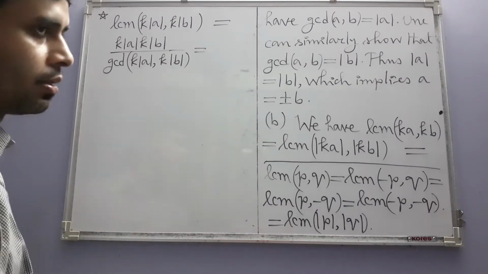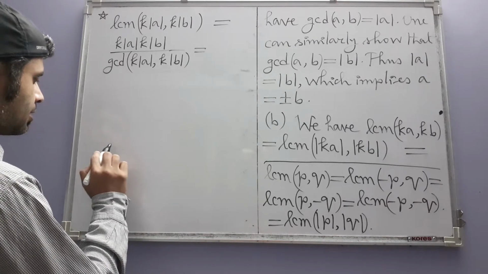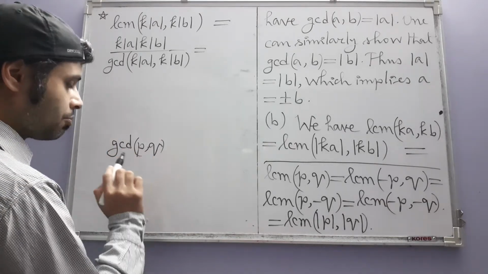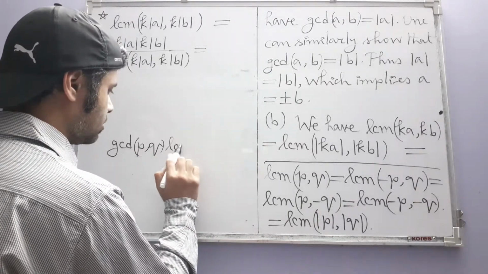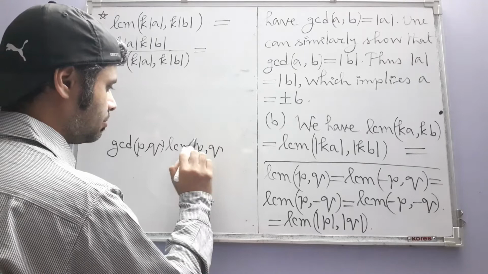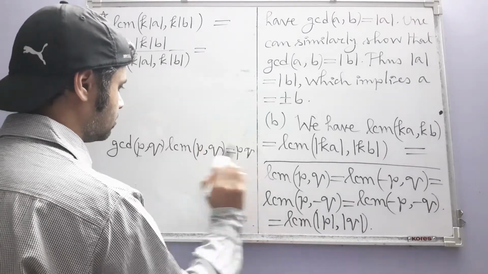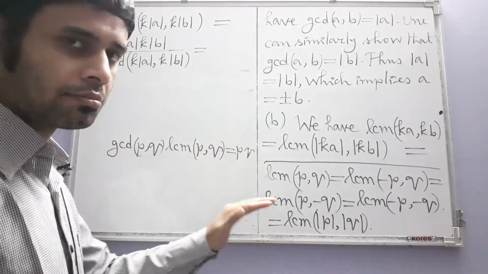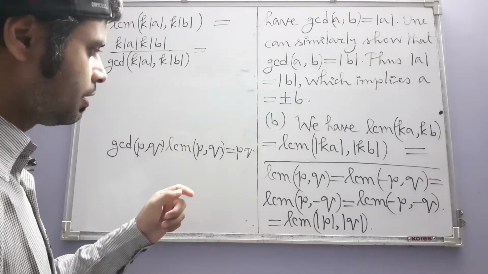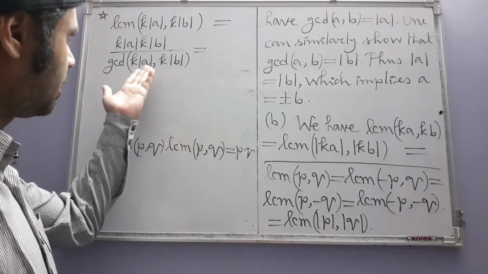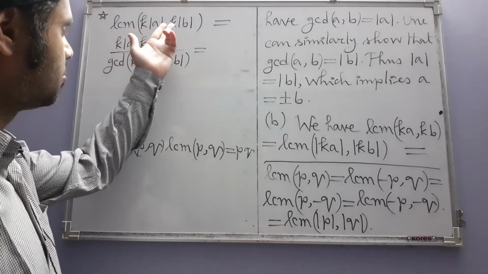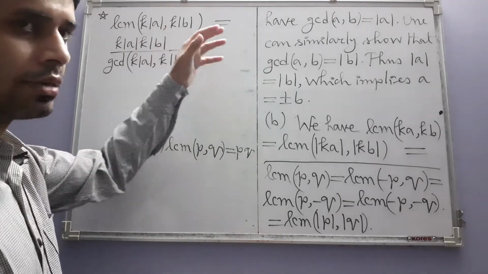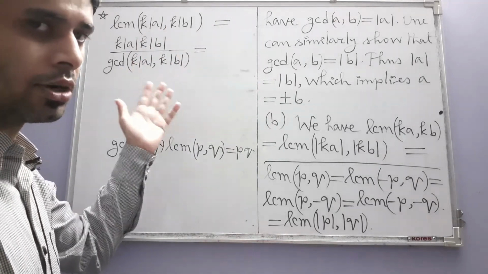What have we used here? We have used that result which tells us that if you have, say, two numbers P and Q which are both positive, then the product of their GCD and LCM is equal to their product. That one we have used. So LCM will be the product of the numbers divided by their GCD. And the positivity of P and Q, we have that here because we are dealing with positive things. K is already positive, and A and B being non-zero give us positive moduli.